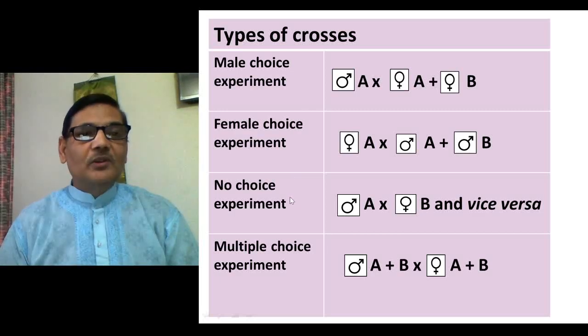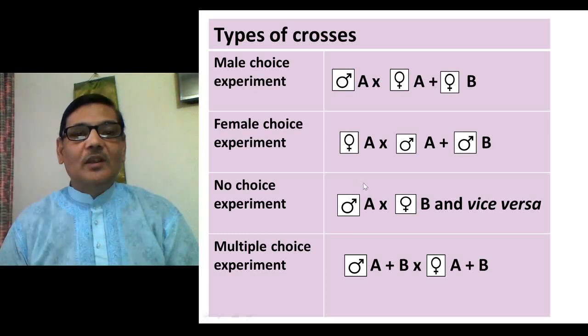In the third situation, it is no choice experiment, in which male of one species will be put with the female of other species. So there is no other choice, means this male will have to either mate with this female or will have to discriminate it. And exactly the same thing occurs with this female also. She has no option either to allow this male or not to allow. So this is a no choice experiment.